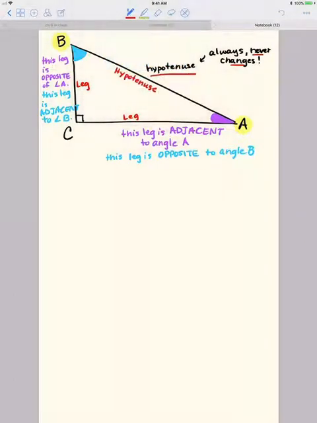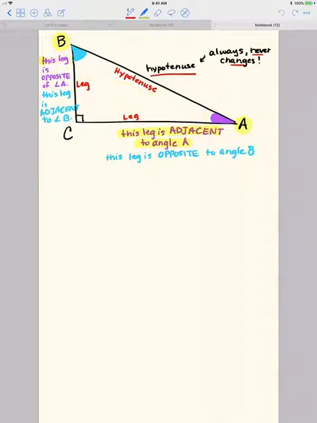If we were looking at angle A, and focusing on the fact that there's an adjacent leg and there's an opposite leg. Opposite meaning across from, adjacent meaning next to. And the hypotenuse is always the hypotenuse. It doesn't change with respect to whichever angle you're looking at.